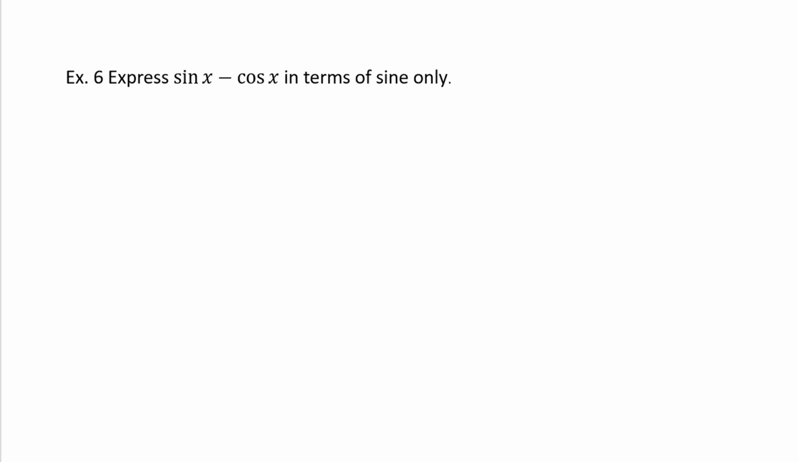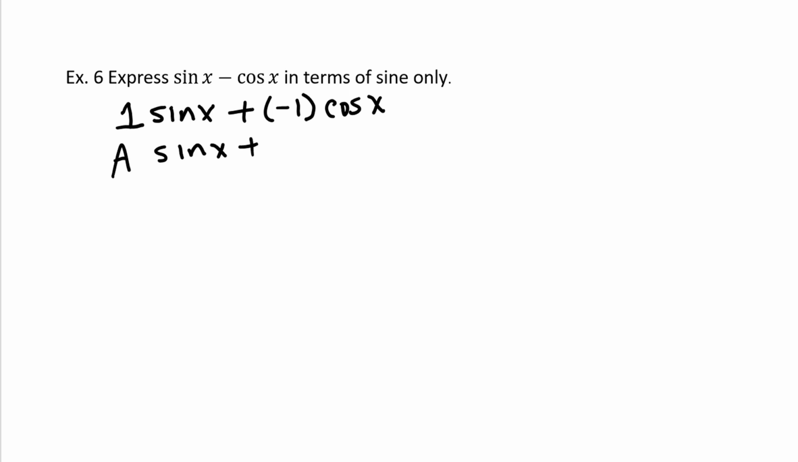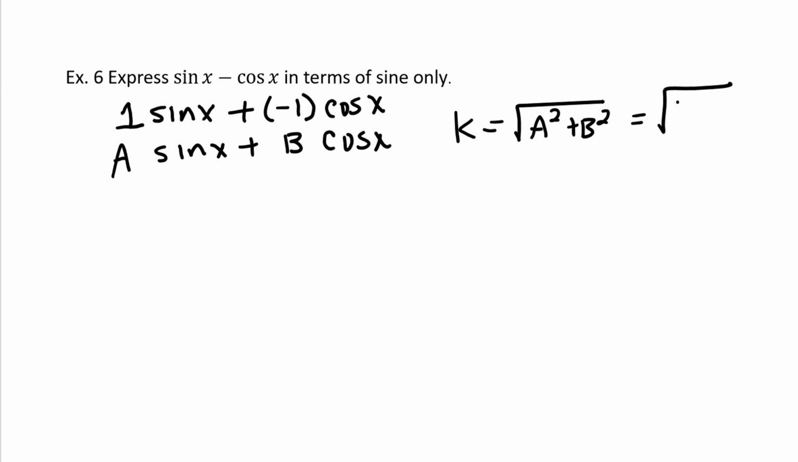Express sine x minus cosine x in terms of sine only. We're going to need to use the addition formula for the sine, and so let's set it up. This is actually 1 sine x plus negative 1 cosine x. I chose to write it this way so it'll fit the form we need of a sine x plus b cosine x. Then we can solve for k. K is the square root of a squared plus b squared. So for this expression, we're going to have a is 1 squared plus b is negative 1 squared. And when we compute that, we'll end up with the square root of 2. So we're good with the k value.